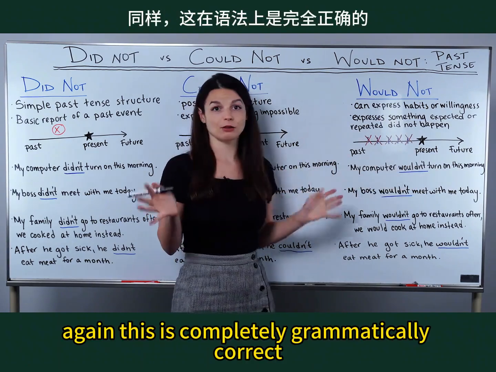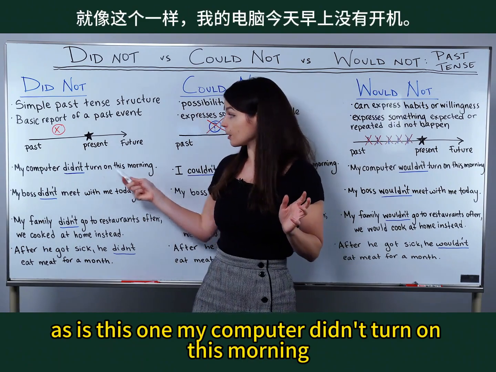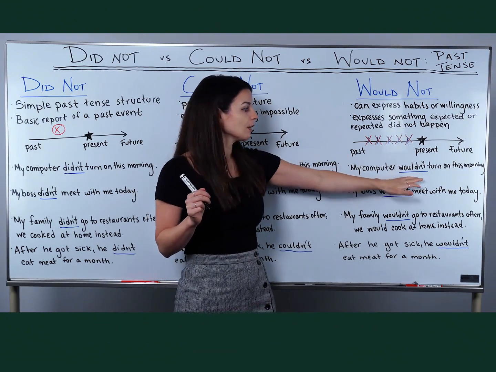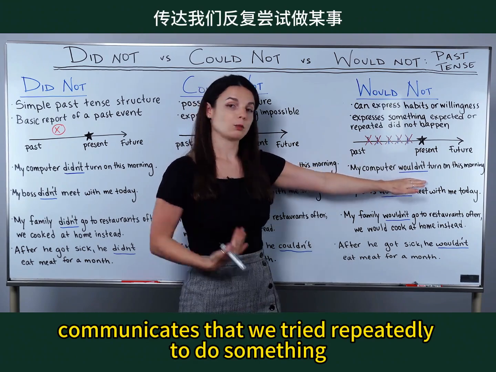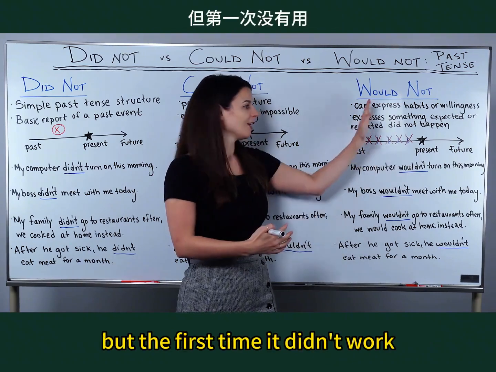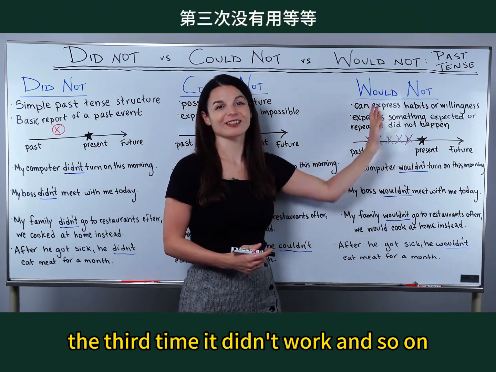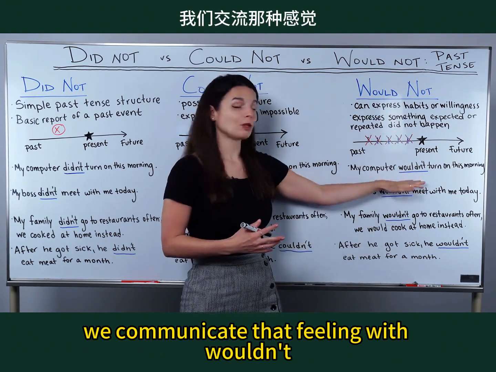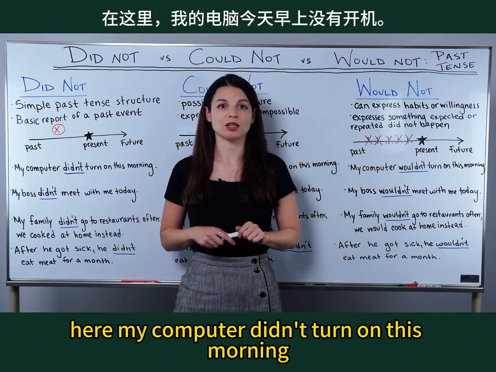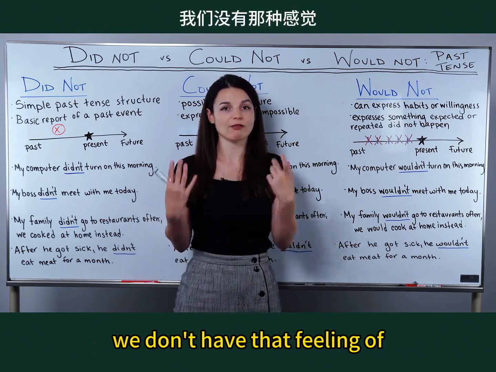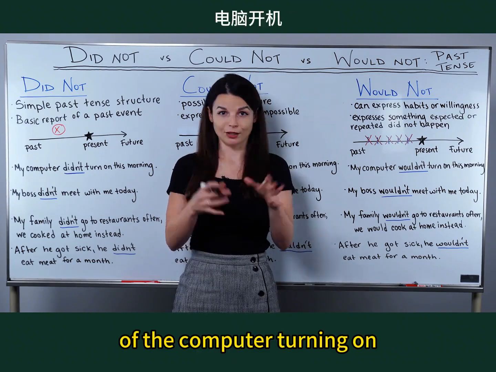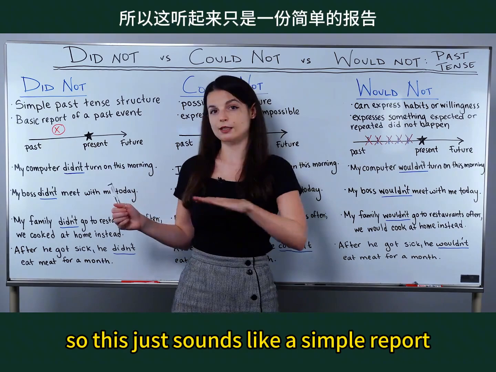Again, this is completely grammatically correct, as is this one. My computer didn't turn on this morning. So what's the difference between these two? This one, as I said, communicates that we tried repeatedly to do something and we had some expectation. But the first time it didn't work, the second time it didn't work, the third time it didn't work, and so on. We communicate that feeling with wouldn't. Here, my computer didn't turn on this morning sounds just like a report. We don't have that feeling of trying many, many times or having an expectation of the computer turning on. So this just sounds like a simple report.